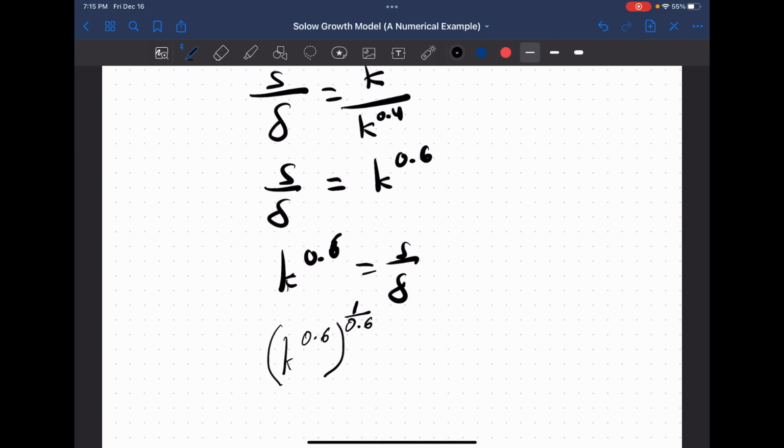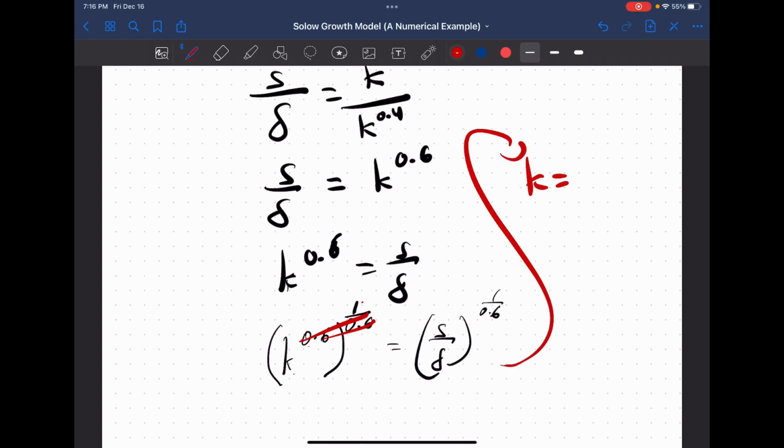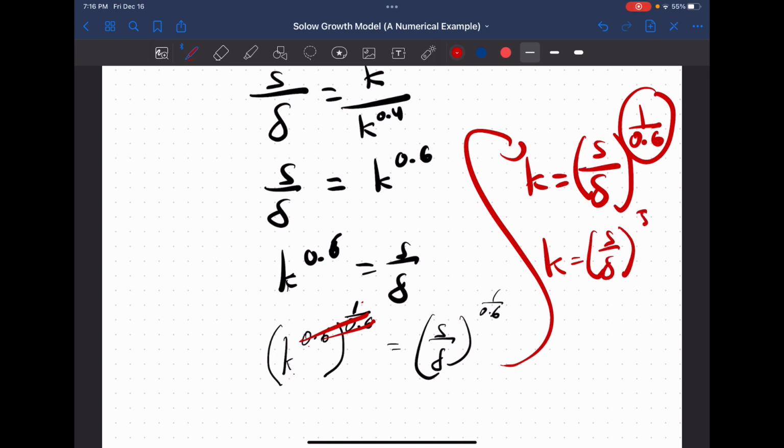So then, give me a second. If you see here, by putting everything to the power of 1 over 0.6, we can cancel it. So k to the 0.6 over 0.6 is 1. So we can just cross that out, and we get k. We get here k is equal to savings over depreciation to the power of 1 over 0.6. To make it clearer, if you calculate this in a calculator, this will become 5 over 3. So that's the same thing.